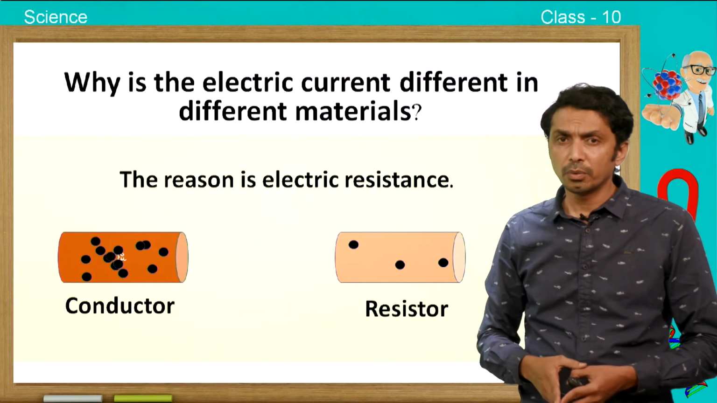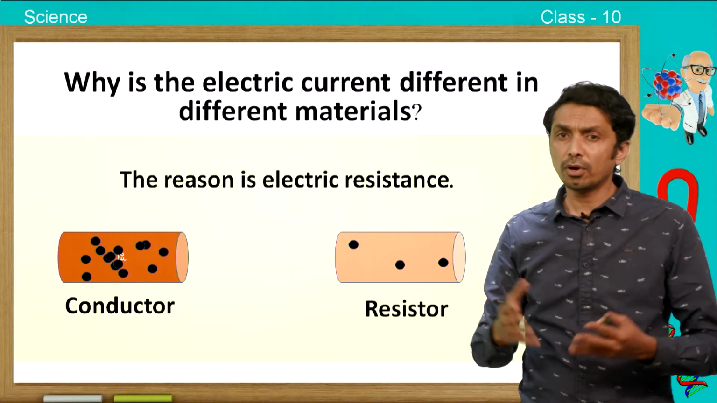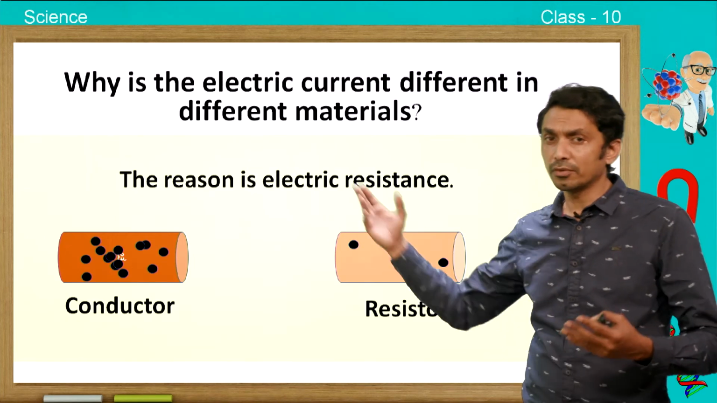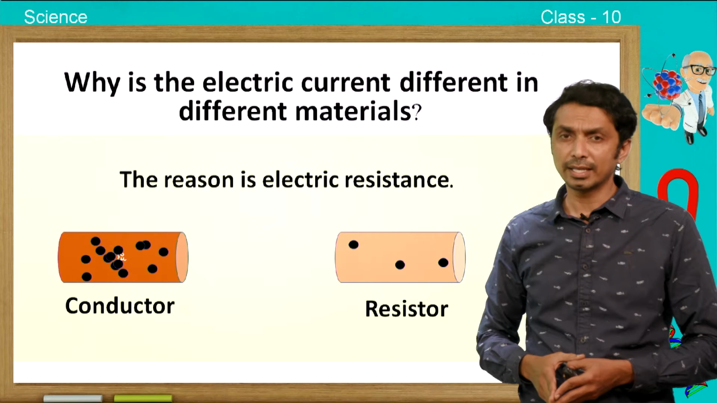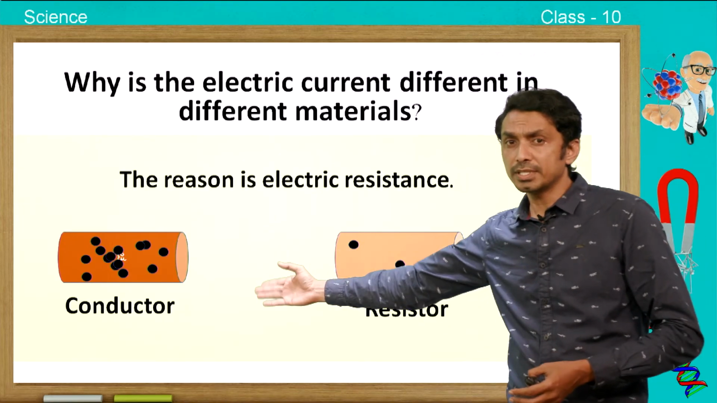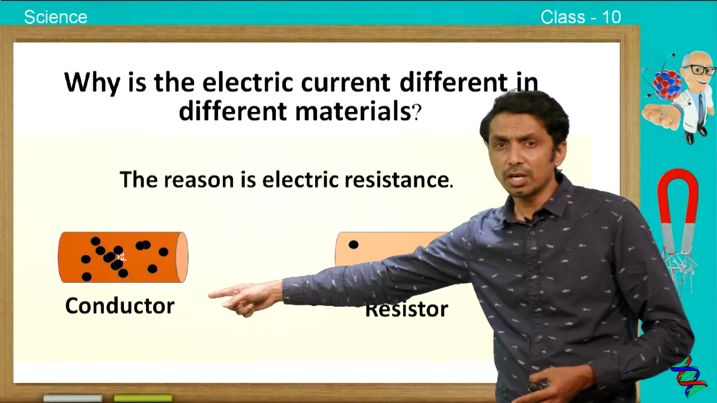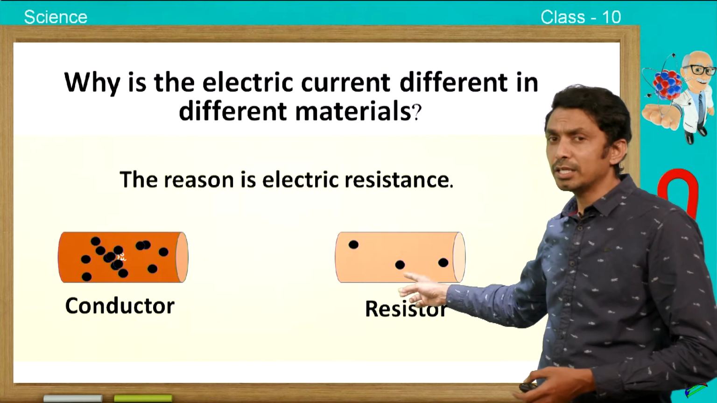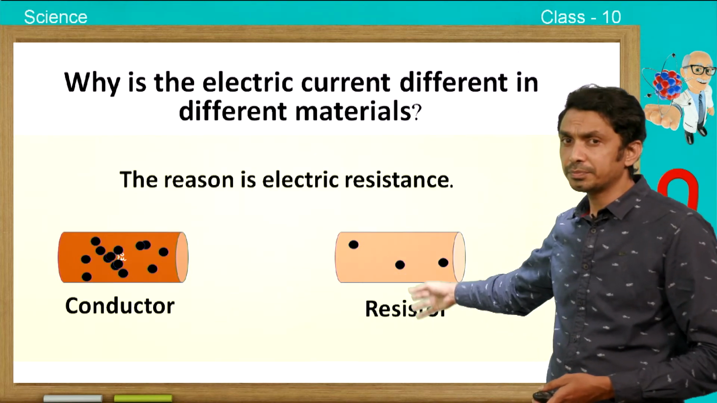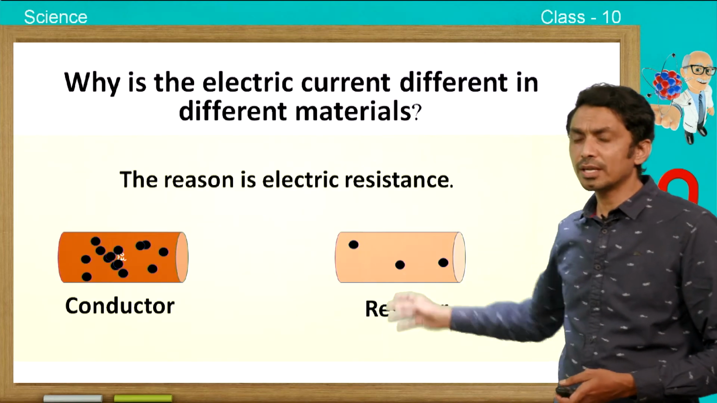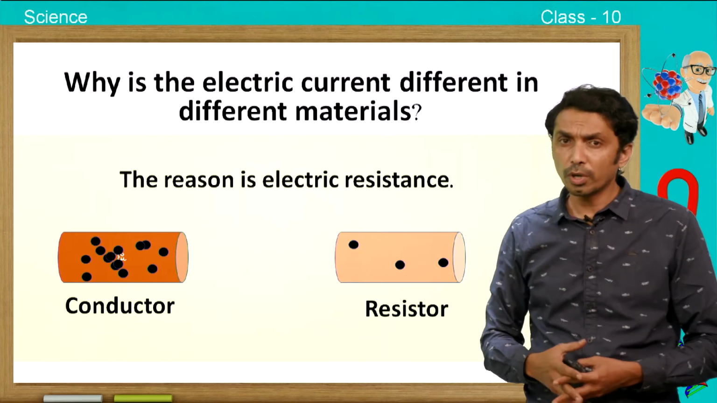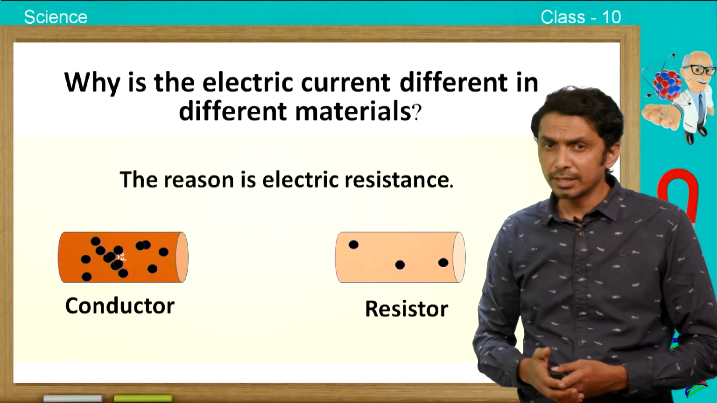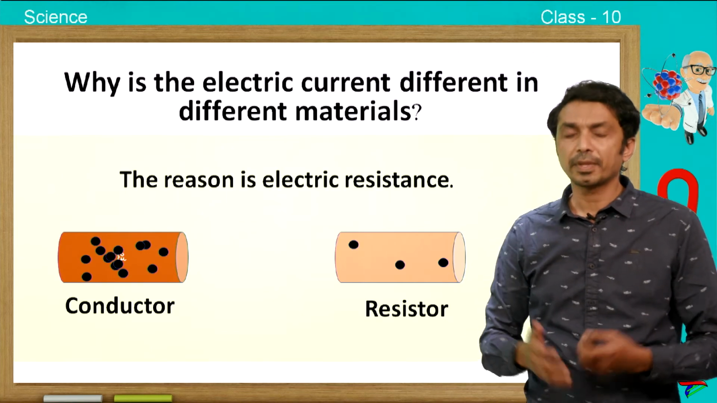Children, why do you think the flow of charges is different in different materials? Yes, it is because of the resistance of the material, right? So, as you can see, if it is a conductor, then we can see the charges are flowing very easily, whereas if it is a resistor, then what do you observe here? Here the flow of charges is very less. Can you define what is a conductor and what is a resistor? Yes children, you are right. Come, let us see how we can define a conductor and a resistor.